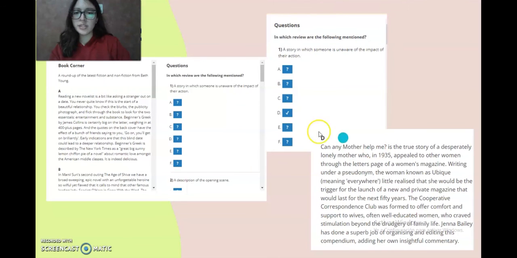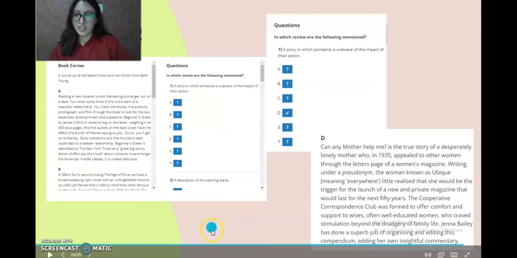The same with example number 2. It says a story in which someone is unaware of the impact of the action. So unaware here is a keyword. And as you can see here, it says the woman little realized. So this paragraph has a connection with the question.